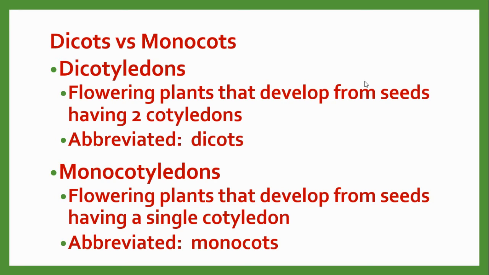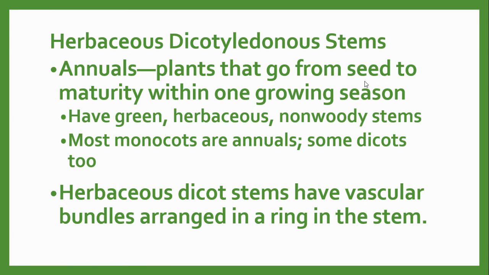Dicots versus monocots. We talked about this as well. So dicotyledons are flowering plants that develop from seeds, having 2 cotyledons, and we abbreviate that as dicots, and that's not really known well in taxonomy anymore. And monocotyledons still is a branch of taxonomy, and it's flowering plants that develop from seeds. They have a single cotyledon, and it's abbreviated as monocots.